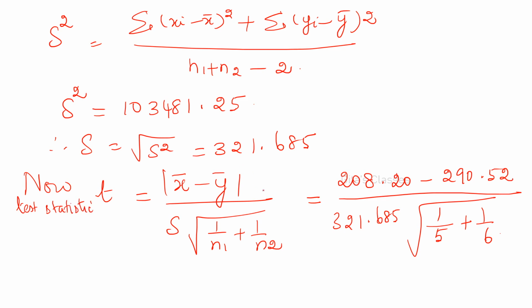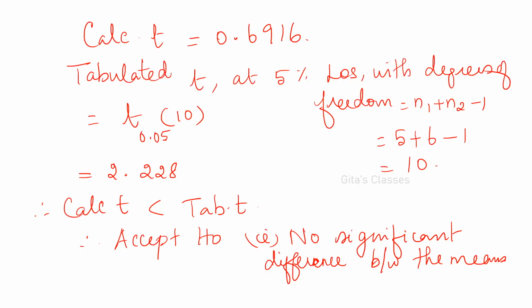T is equal to modulus of x bar minus y bar divided by S into the square root term. Just substitute the values, you will be getting calculated T as 0.6916. And the table value of T, I have taught you how to find out from the table also. Because it is two-tailed, you have to see 0.025. So level of significance is 5%, with degrees of freedom n1 plus n2 minus 2, because two samples are there, it is 10. So the T value from the table is 2.228. So calculated value is less than the table value of T. Therefore accept H0. That means no significant difference between the means.